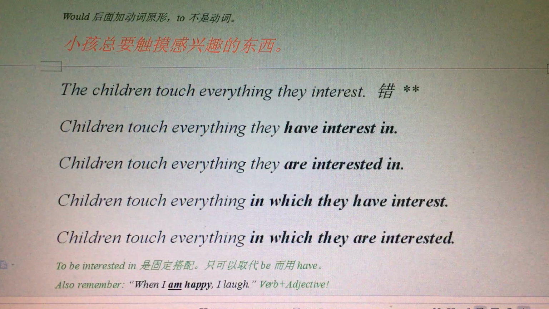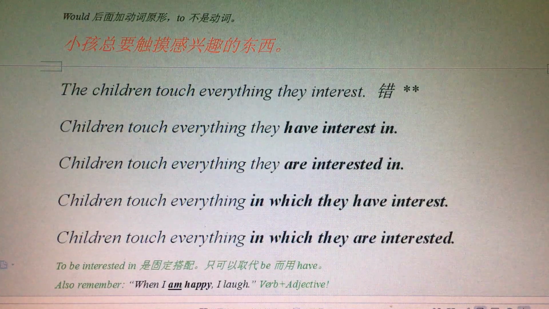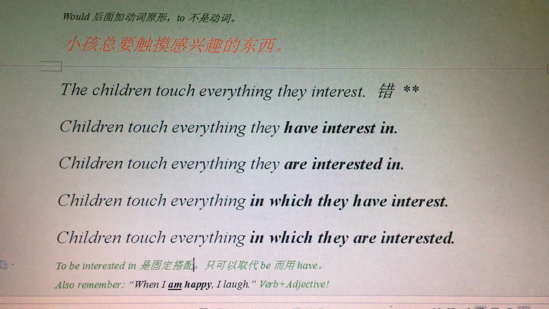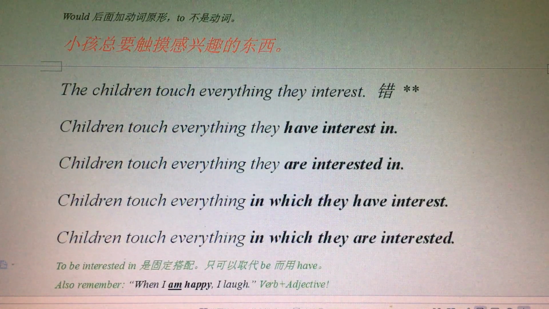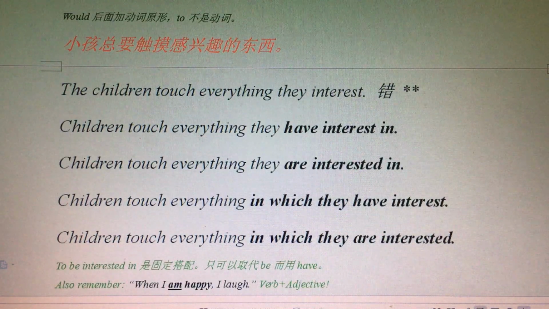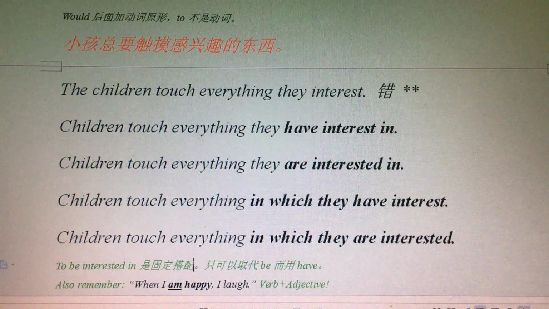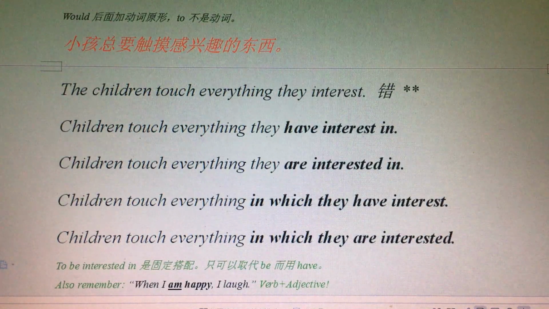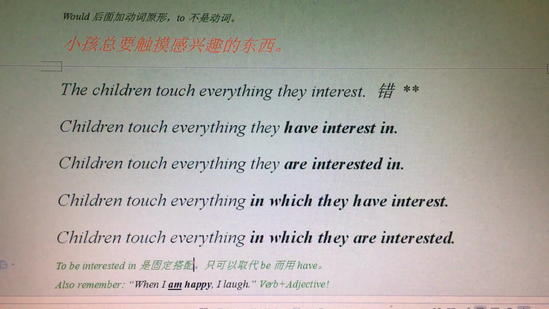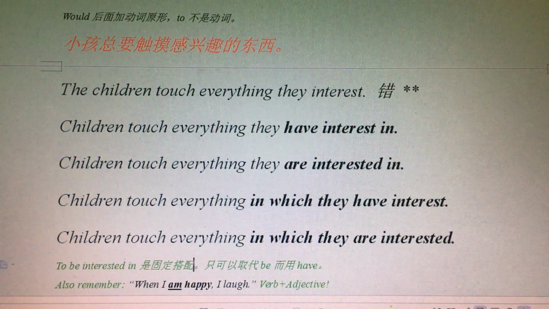This mistake's a little bit more complicated because of the grammar. So, "the children touch everything they interest." This is basically what happens if you understand English words but don't understand the difficult English grammar. If you just turn that into Chinese, you can understand the simplicity of the grammar, which is fine, but it's just not very fluent. So let's check the next sentence, one of the correct answers.